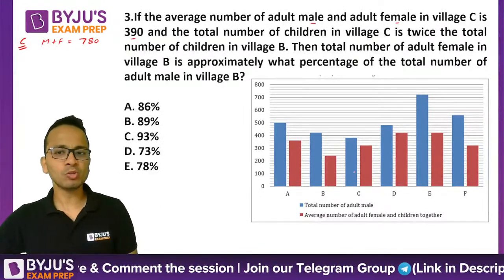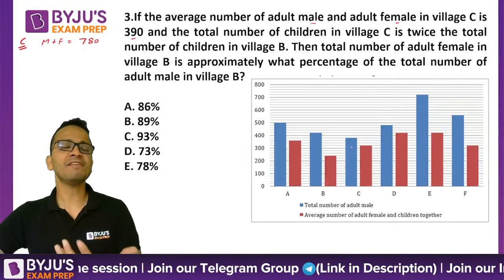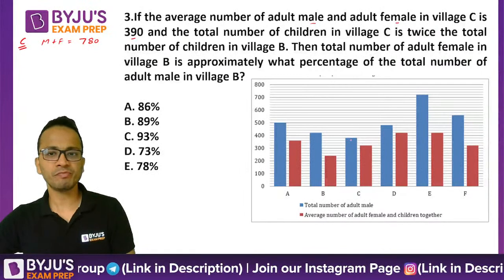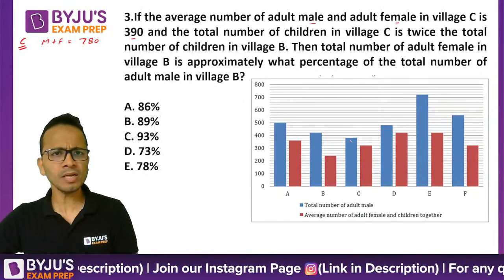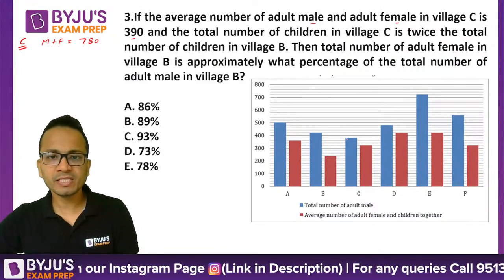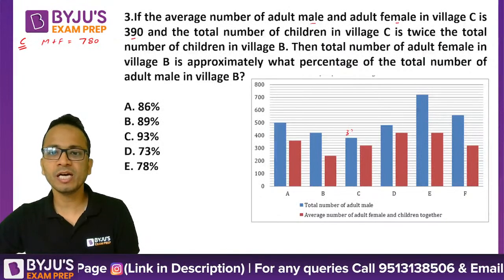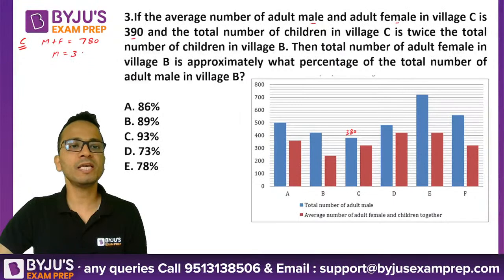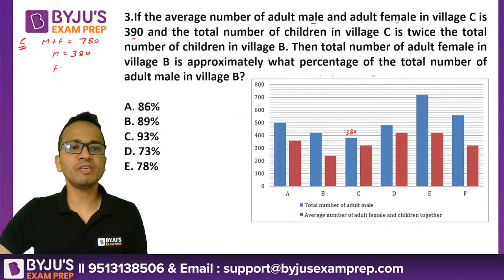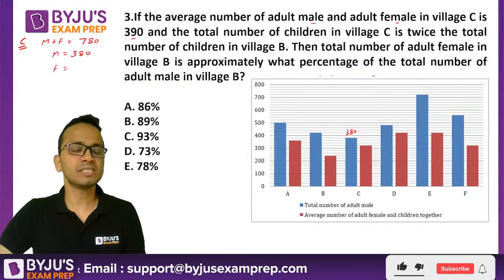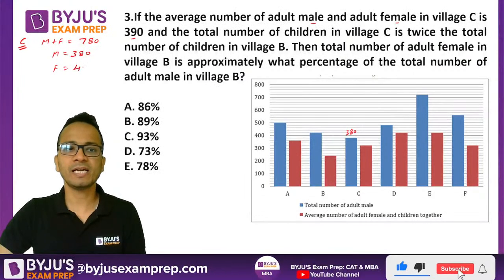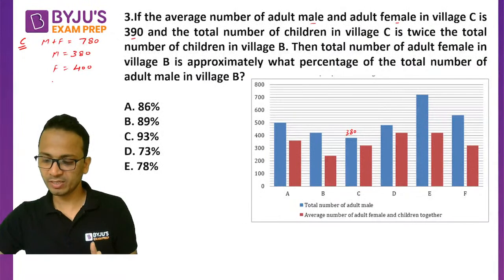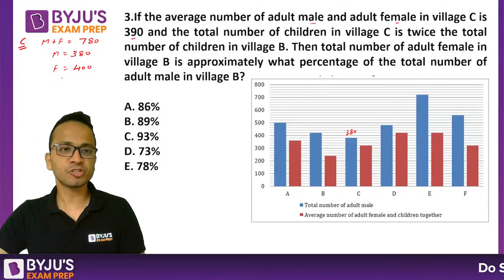Now if I go back to the graph, from the graph I can fetch the number of males directly. ठीक है, तो number of males directly पता लग जाएगा in village C. So in village C the number of males is 380. So if the number of males is 380, the number of females remaining will be 780 minus 380, that is 400. I hope you are clear with this. Yes, Pooja, I'm explaining this question.